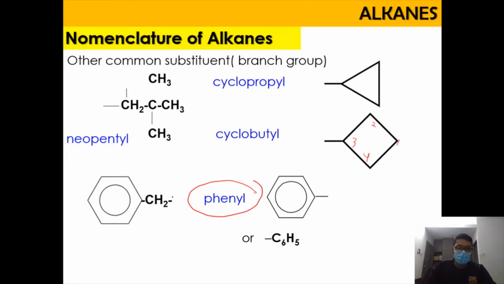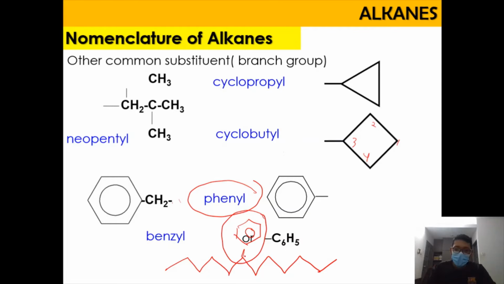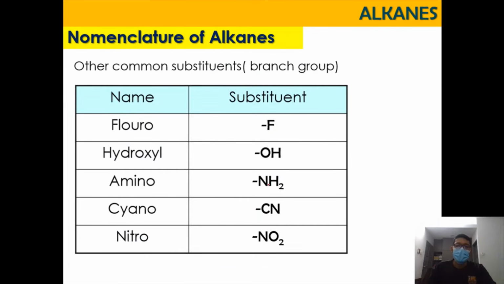Okay, and if the phenyl is attached with CH2 and attached with another parent chain, it will be named as benzyl group. Alright, so this situation can happen when the carbon chain is very, very long, and then one of the substituents is attached with a benzene. Okay, so the benzene ring here, which is acting as the substituent or branch group in that chain, is named as phenyl group. Alright, and these are also the other substituents, the groups that can exist on the parent chain.